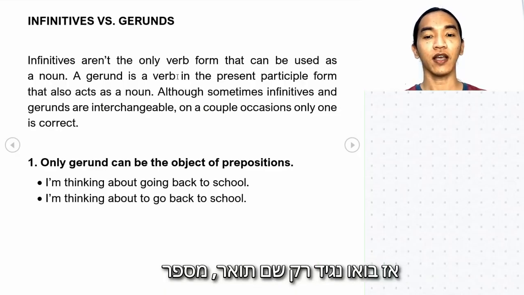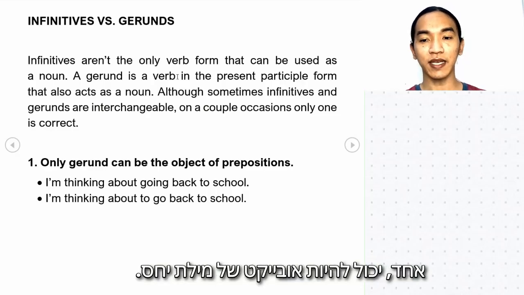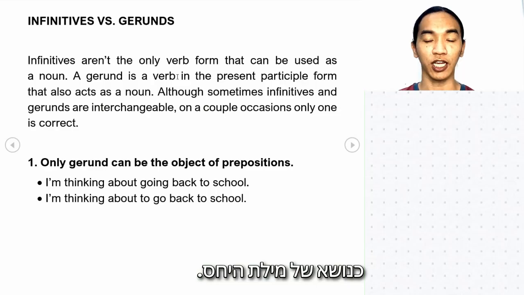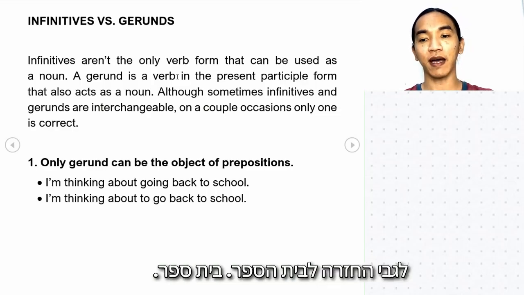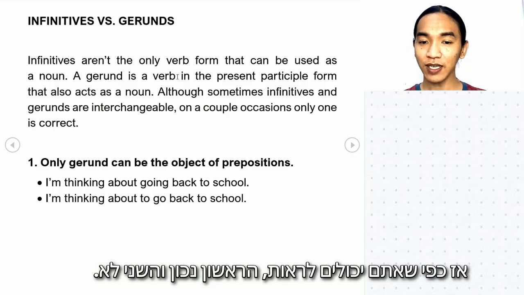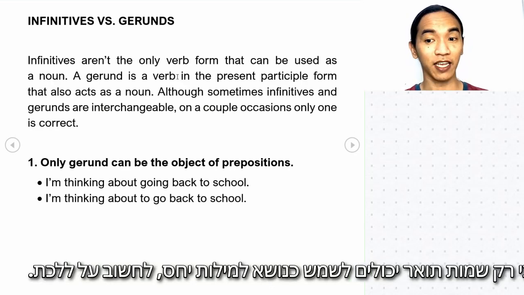Number one, only a gerund can be the object of a preposition. So we cannot use an infinitive as an object of the preposition. For example, I'm thinking about going back to school. I'm thinking about to go back to school. As you can see, the first one is correct and the second one is not, because only gerunds can be used as the object of a preposition: thinking about going.